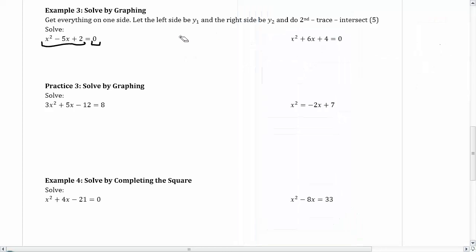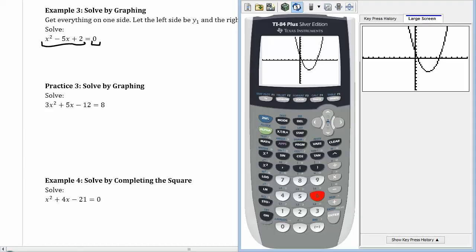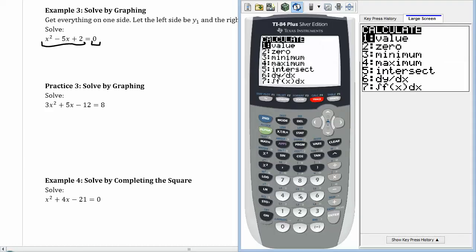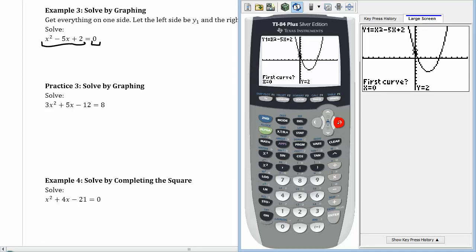So like you see in the instructions here, let the left side be y1, we did that. Right side be y2, we did that. And then do second trace intersect. Okay, so second trace intersect. Second trace intersect is number 5. And move your cursor close to where they cross. So here's the one line going horizontal, here's the parabola. So right where you see the cursor, that's one of the solutions.